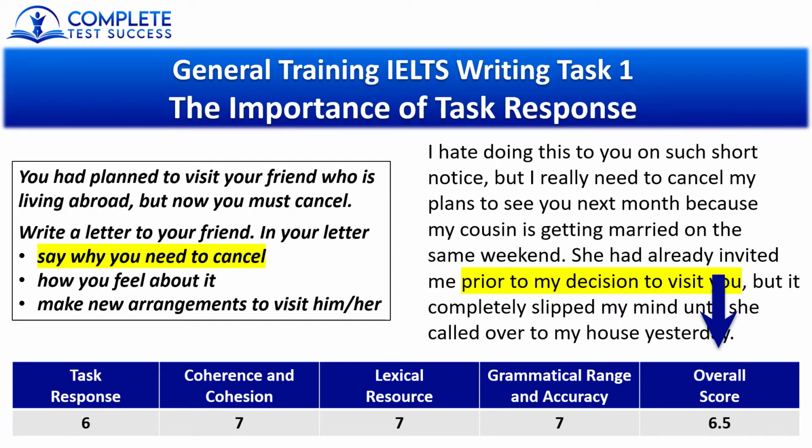to a band 6.5. So let's just say that we were actually looking at a band 8 or a band 9 in task response. And in the same way, we just included 1 phrase that was the incorrect tone. So formal when it should have been informal, or informal when it should have been formal.